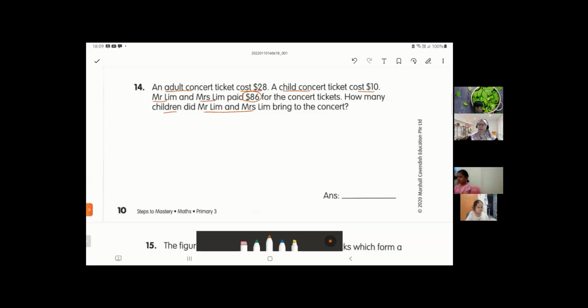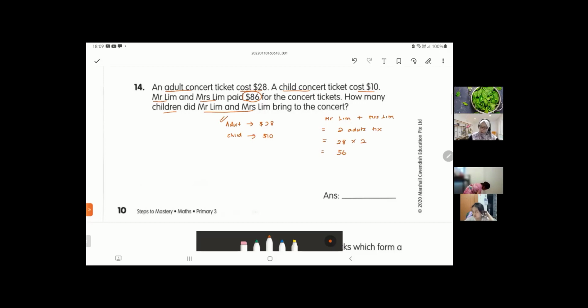So Mr. and Mrs. Lim are adults, right? So we have Mr. and Mrs. Lim. So I'm going to write down first. Adult is $28. Child is $10. So Mr. Lim plus Mrs. Lim, this is 2 adults already. So 2 adults means this much. How many does the ticket cost for the 2 adults? So $28 times 2 adults ticket equals to, so 28 times 2 will be 56.